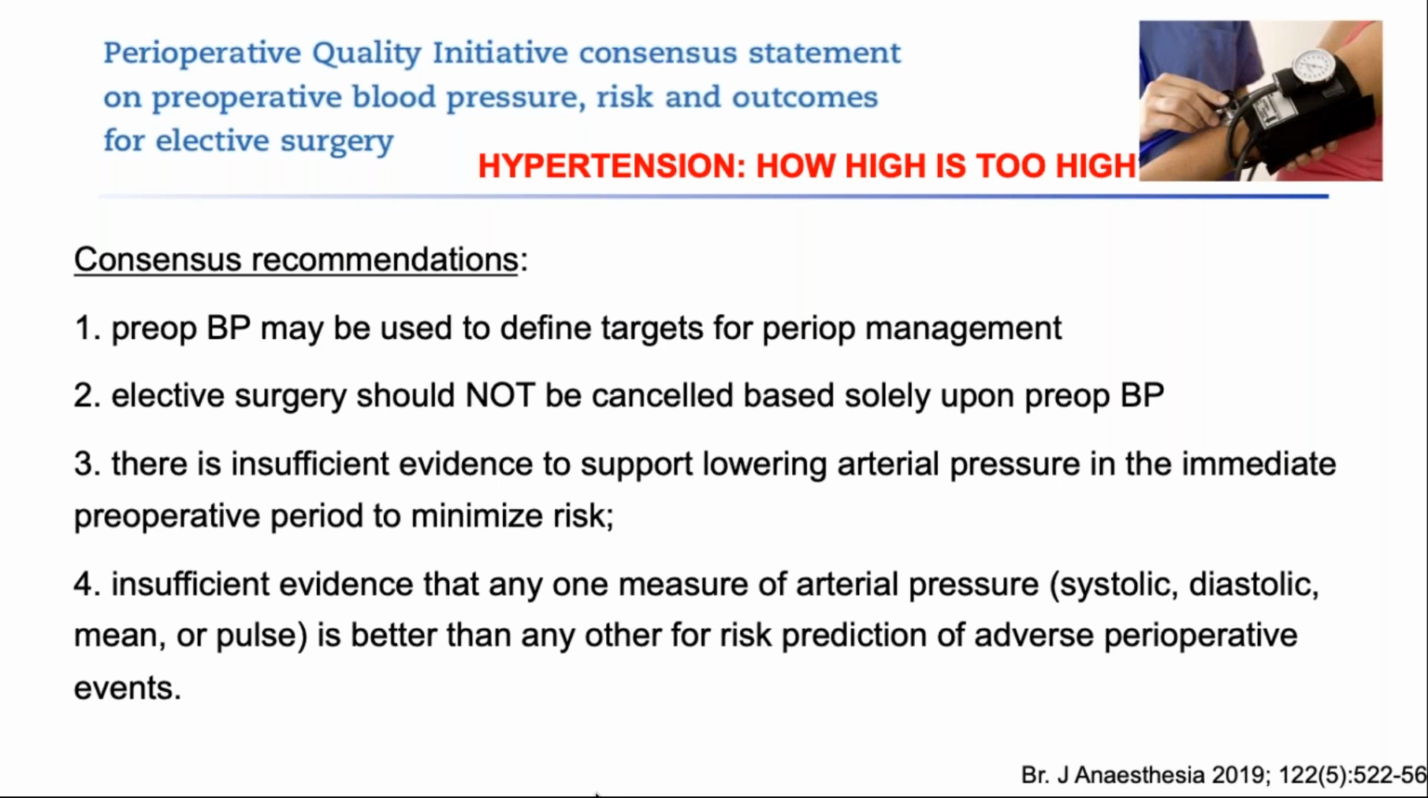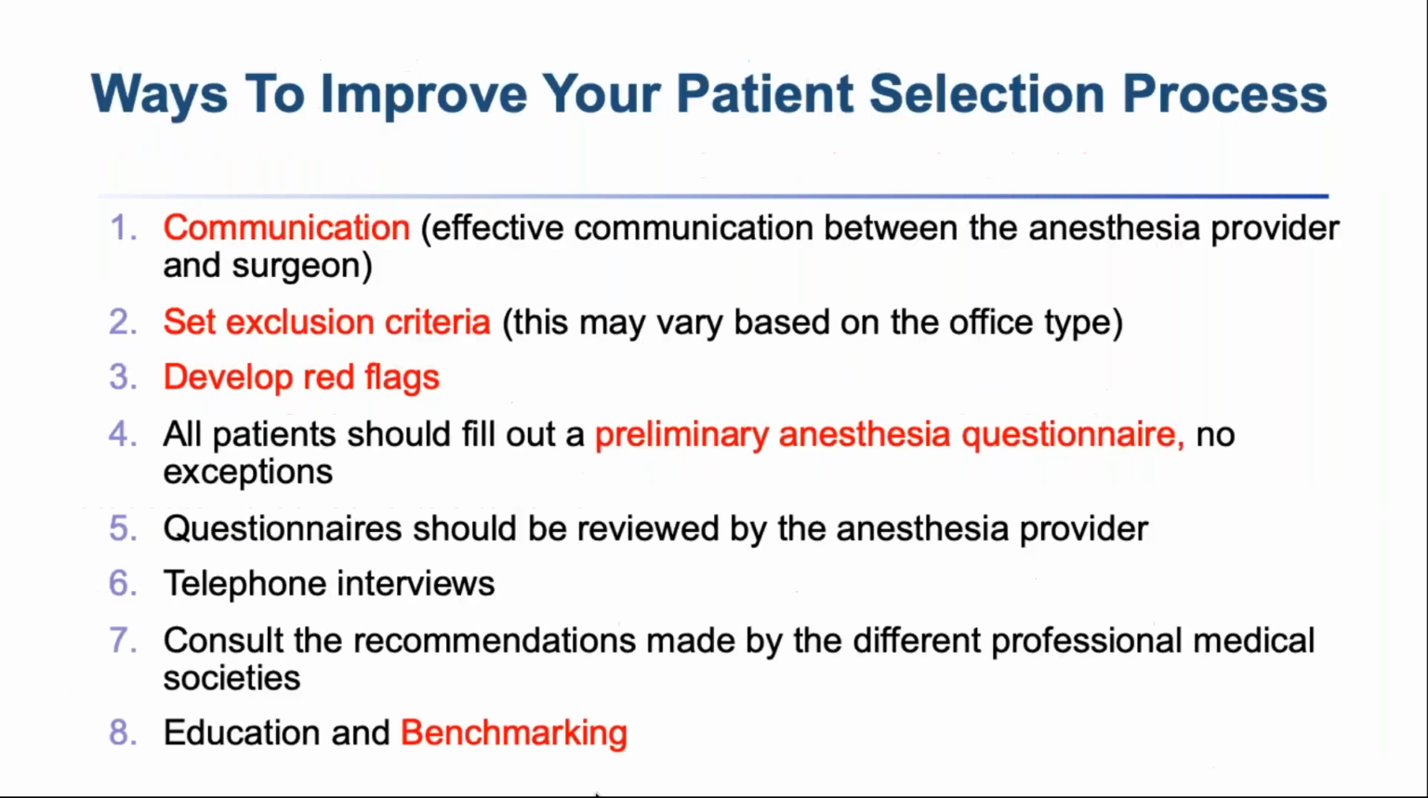And the conclusion was elective surgery should not be canceled based solely upon preoperative blood pressures, but you can use preoperative blood pressure to define targets for perioperative management. And ultimately, they said there's insufficient evidence to support lowering arterial blood pressure, as well as insufficient evidence that any one measure of arterial pressure, systolic, diastolic, or mean, is better than any other for risk prediction of adverse perioperative events. So please take a look at this paper.